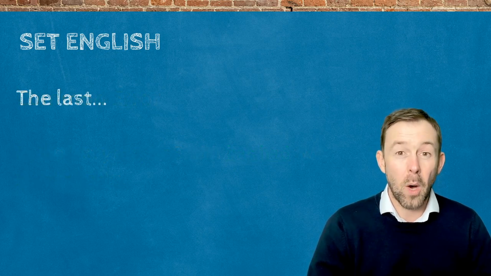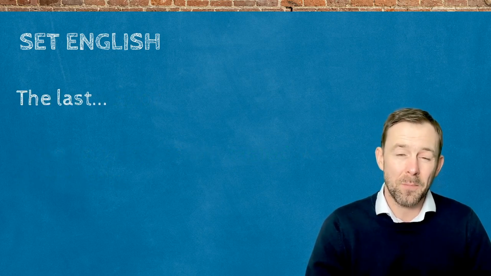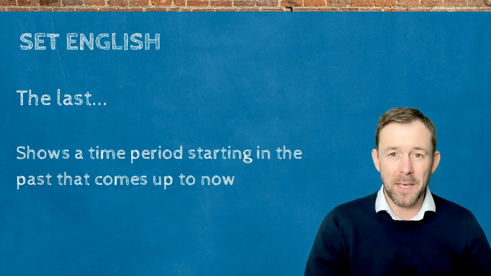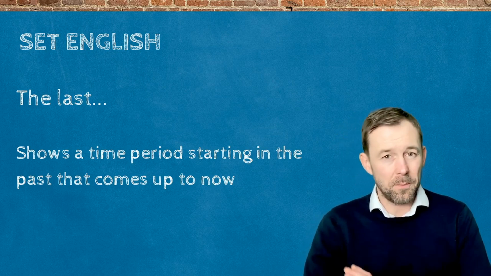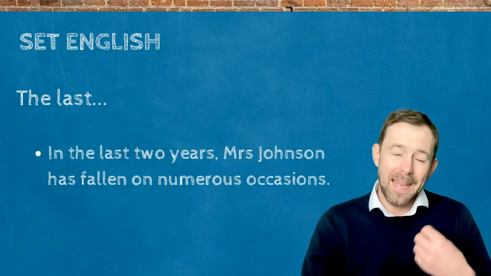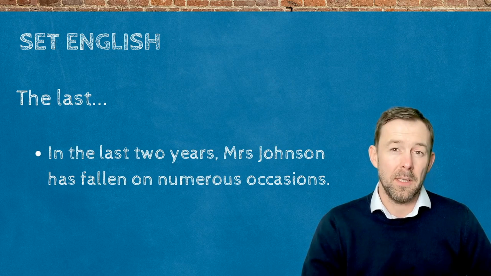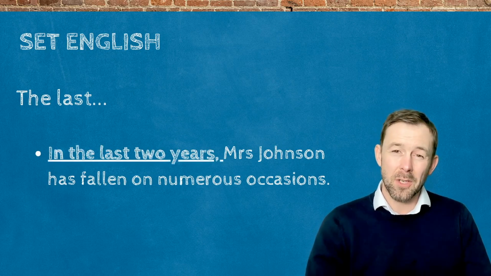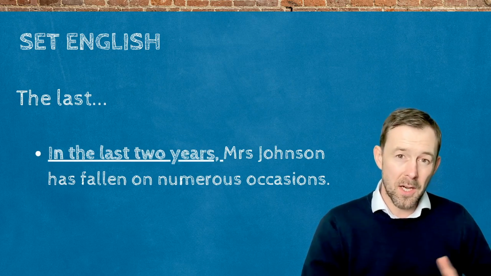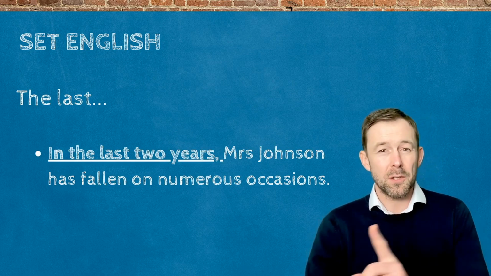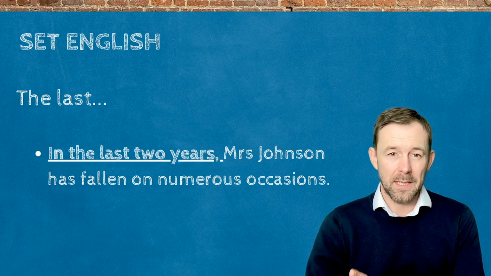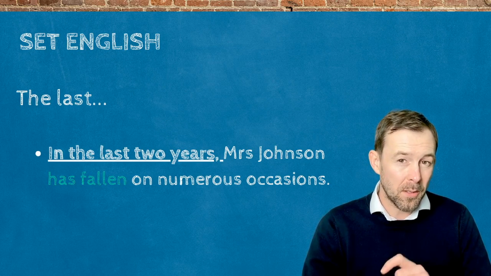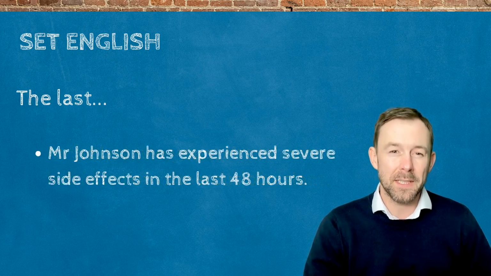All right, so why? What does the last mean? Okay, so it shows a time period that starts in the past and comes up to the present, comes up to now. All right, so in the last 2 years, Ms. Johnson has fallen on numerous occasions. Okay, so notice that I've got in the last 2 years. That means starting 2 years ago, coming up to the present. All right, and as a result of that, I've chosen has fallen. That's the present perfect.